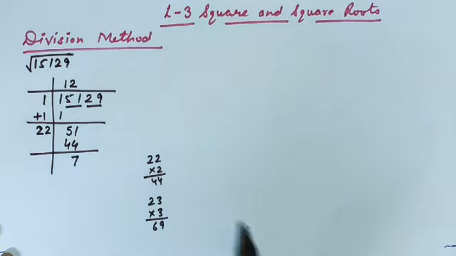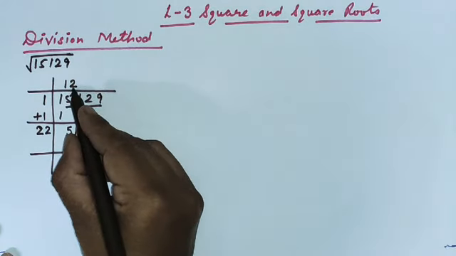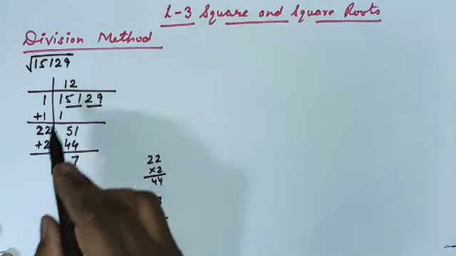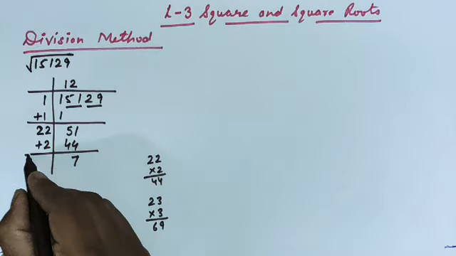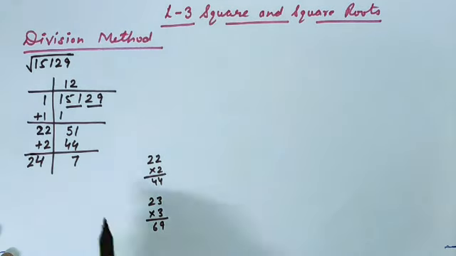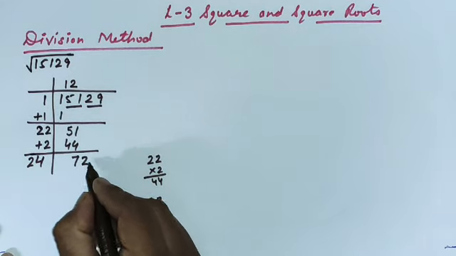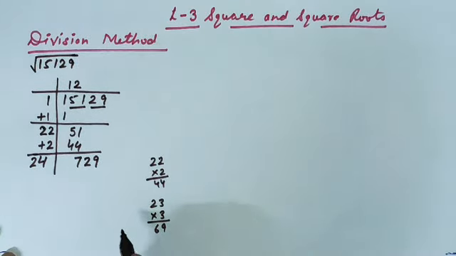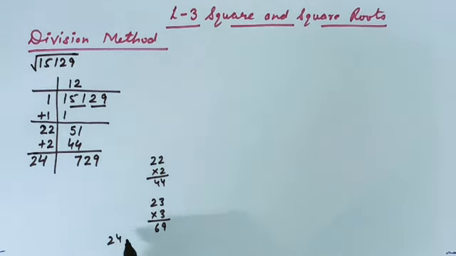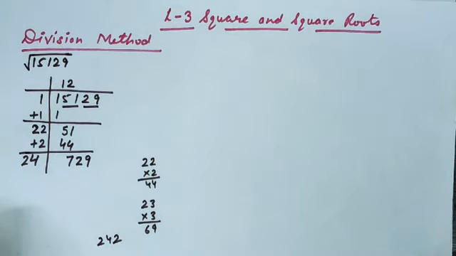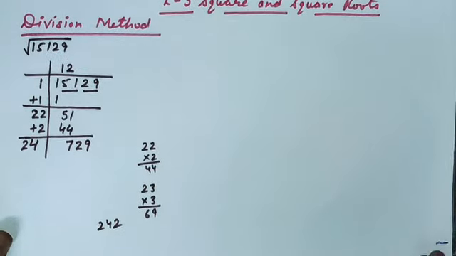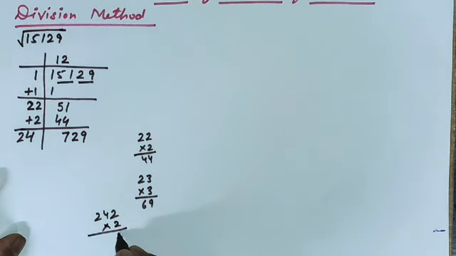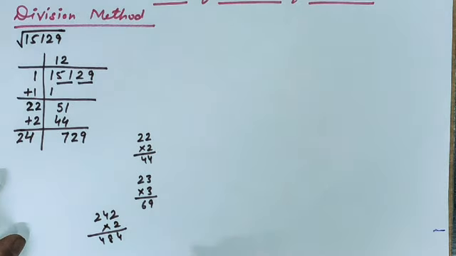Subtract, we get 7. Now this 2 which I have written here will again be added here, like we have done before. So 22 plus 2 will become 24. Now the next pair which I am going to carry down is 29. Again I have to see by which number it will go. Suppose I take 2. So I have to write 2 here also. So 242 multiplied by 2. I am writing 2 here for multiplication. 2 2s are 4, 2 4s are 8, 2 2s are 4. 484.